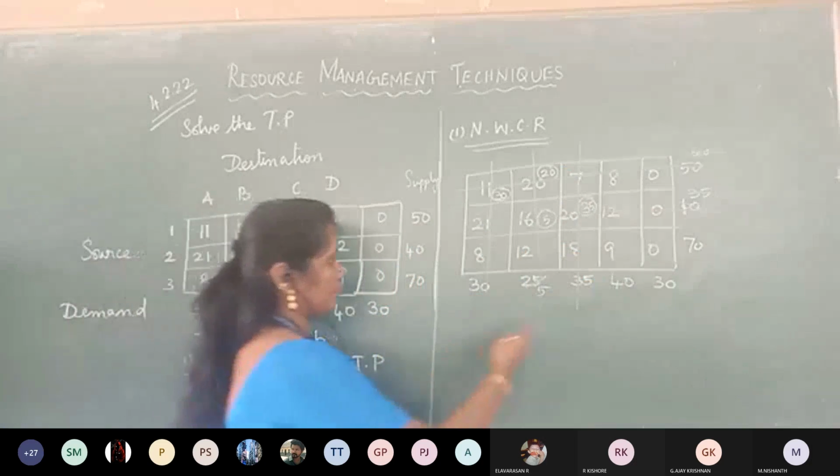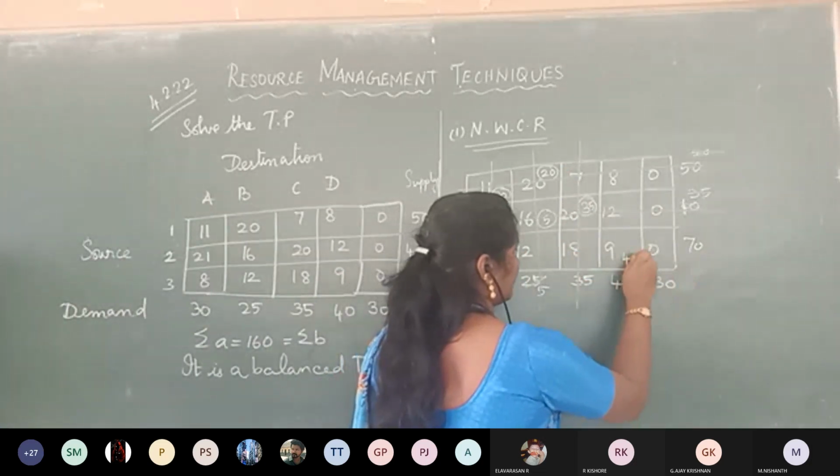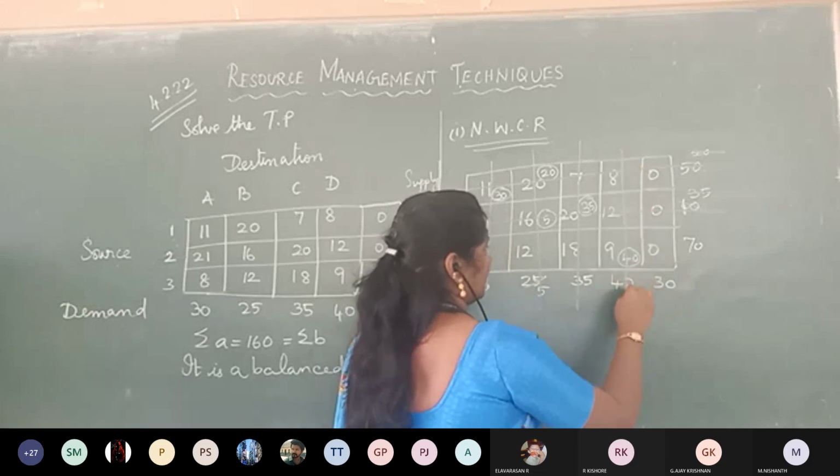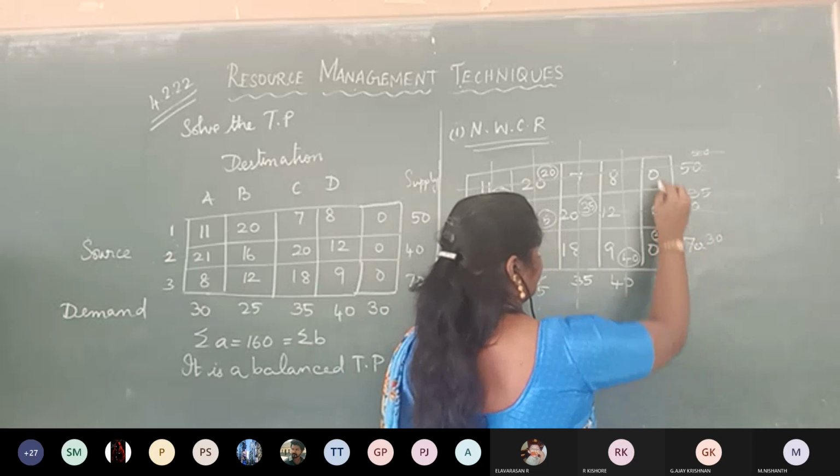Then you will do the leftover. So 9 and 0 is only there. So 70 and 40, you will allocate 40 here. This will get cancelled and this will become 30. And your last allocation is 30.